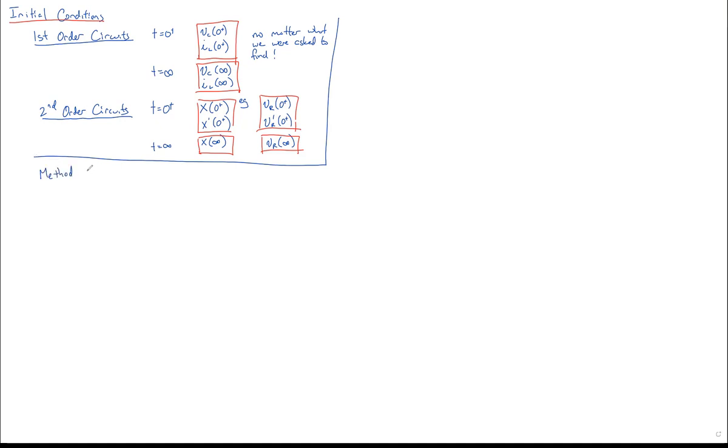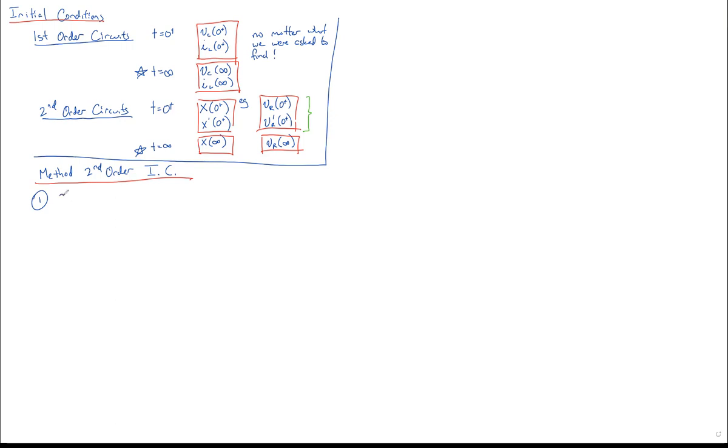So the method to find second order initial conditions and final conditions is this. I'm not going to talk much about the final conditions because the final condition here is the same as it was for first order. You draw to time equals infinity, capacitors are open, inductors are short, and you can find it directly, whatever you're asked to find. I'm going to spend most of my time talking about how to find these initial conditions because this is different. So there's a few steps to find these second order initial conditions.